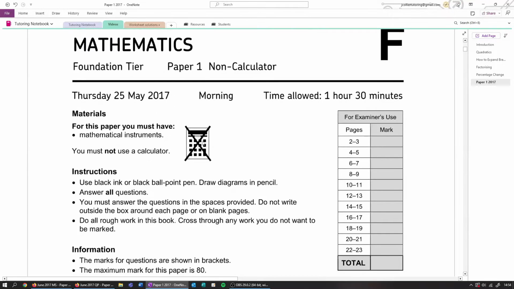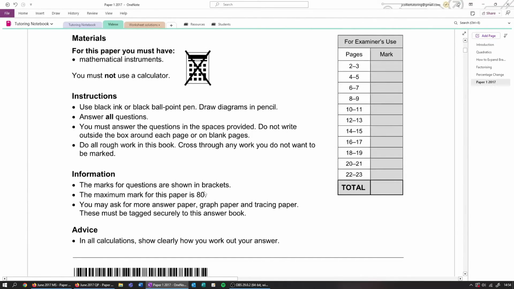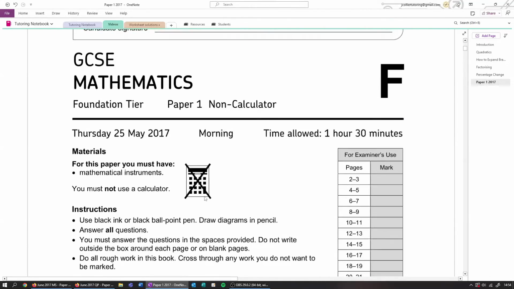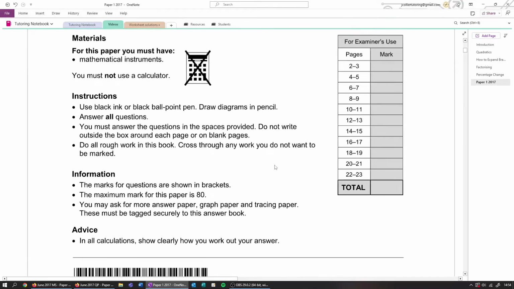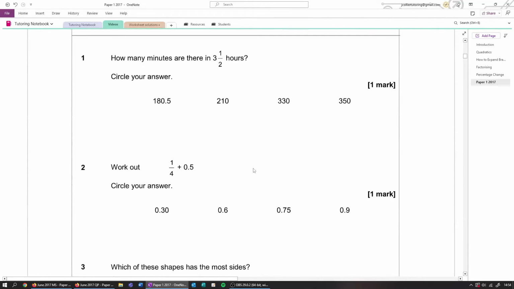Okay, so this paper is non-calculator, and we have 80 marks to get. And does it tell me the length? Yep, and we've got an hour and 30 minutes. So we have got 90 minutes for 80 marks. So a little over a minute per mark. Okay, so let's have a look here.